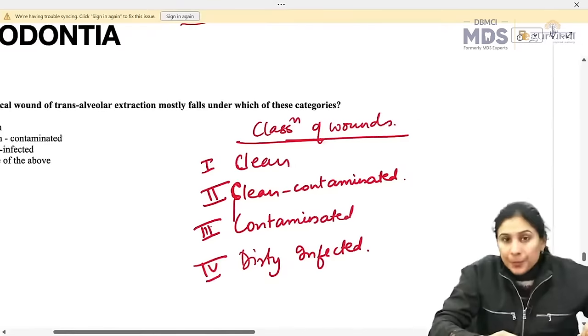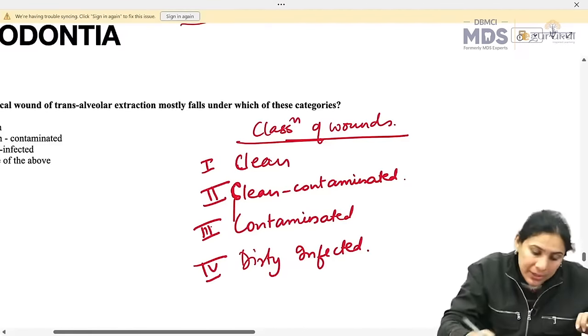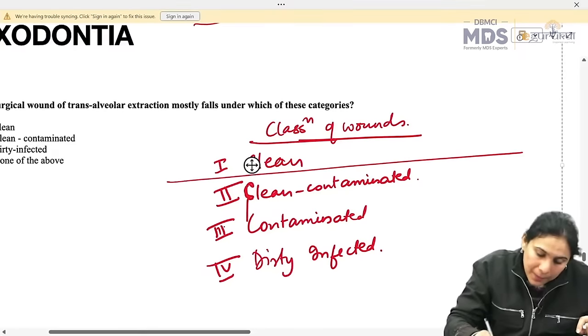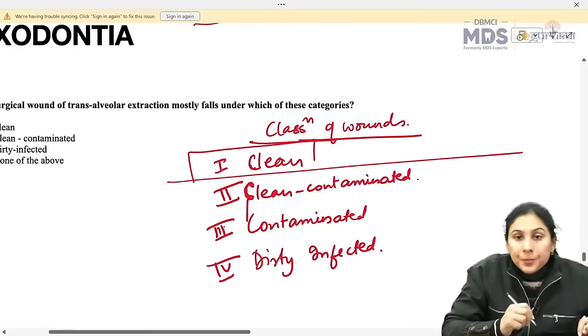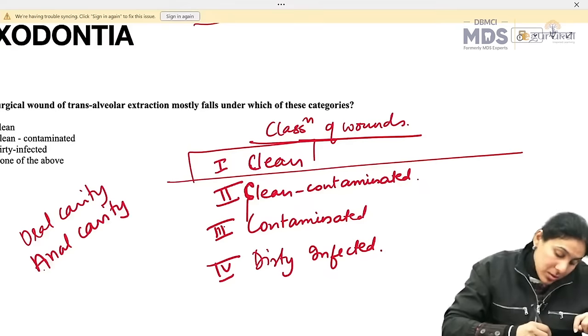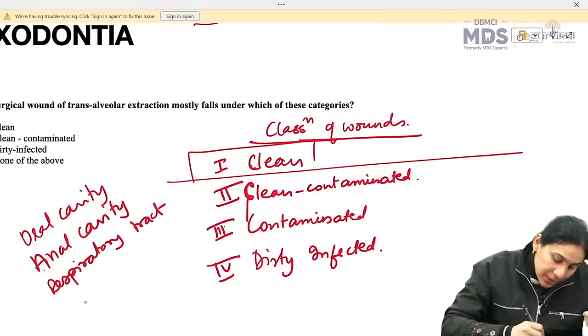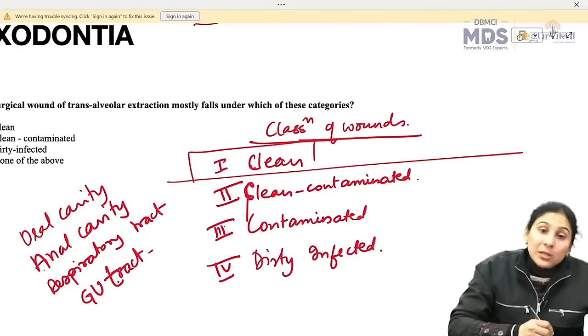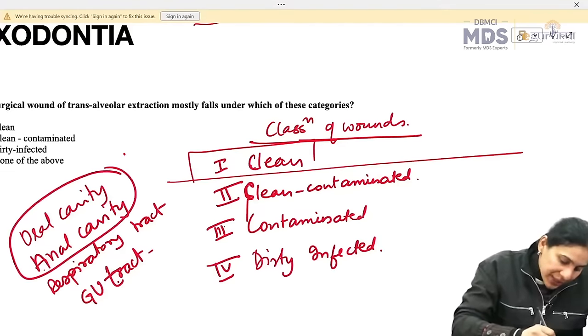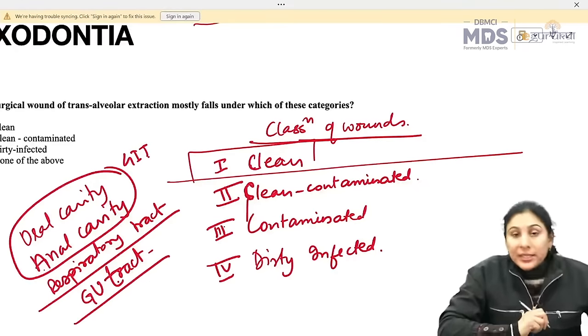So, any wound which is open to any of the mucosal surfaces or any of the cavities cannot be a clean wound. Okay? Oral cavity, anal cavity, or your respiratory tract and your genitourinary tract. Okay, oral or the GI tract. So these both become the GI tract. Okay, respiratory tract and genitourinary tract.